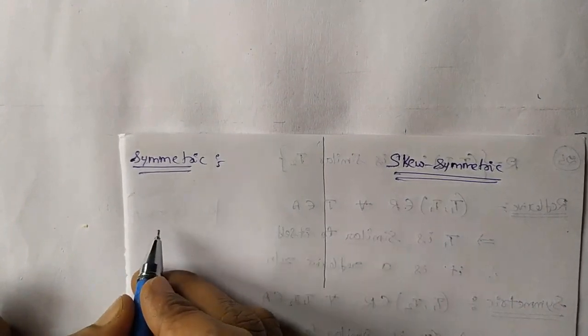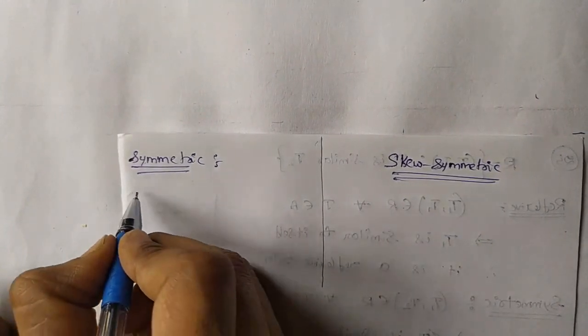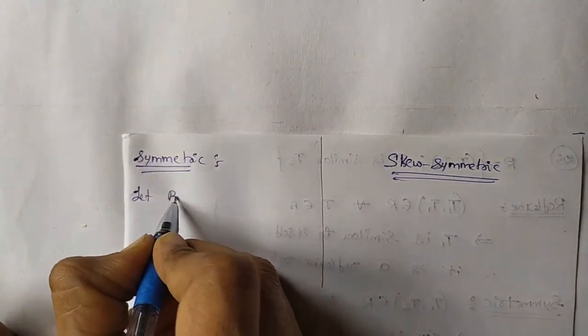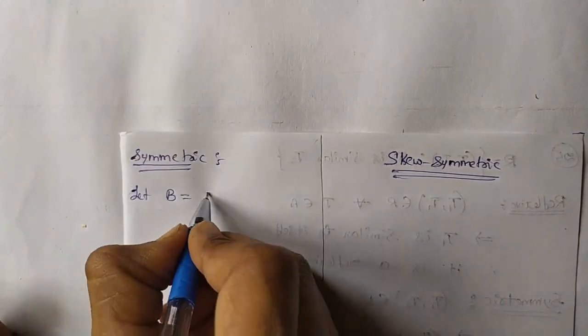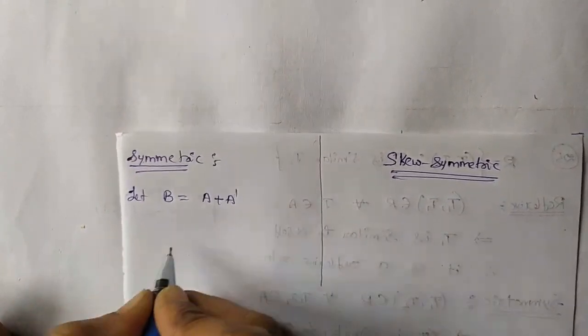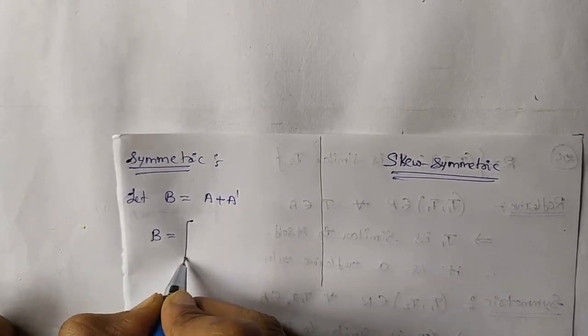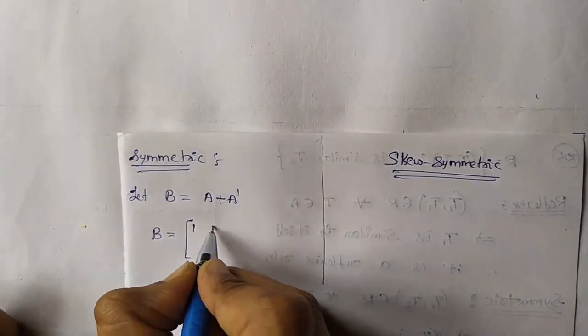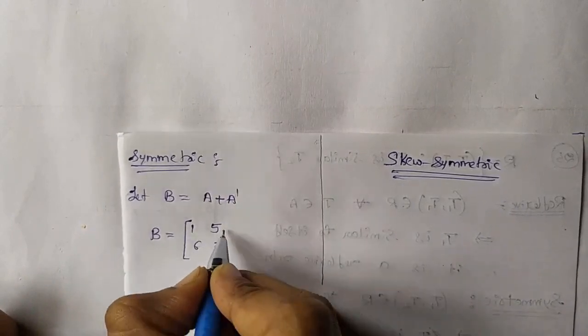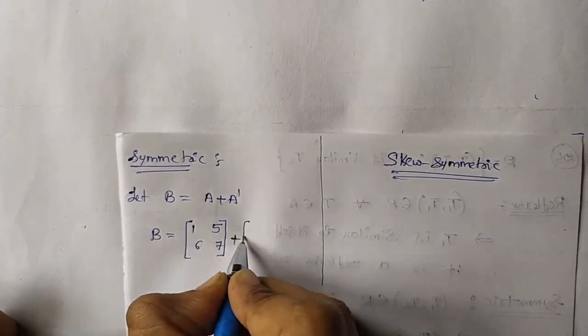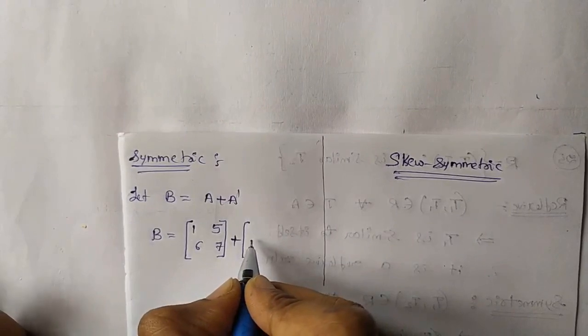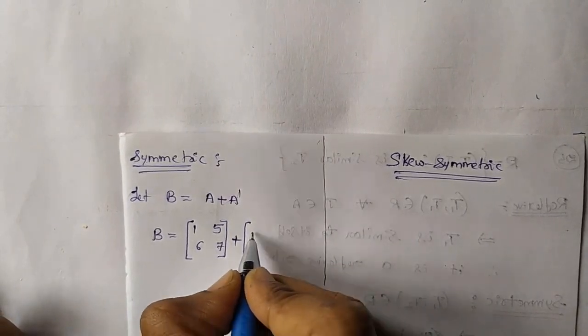Already he said that A plus A dash is symmetric. Let us consider, let B equals A plus A dash. So A is the given matrix [1 5; 6 7], plus A dash, the transpose of A, which is [1 6; 5 7].